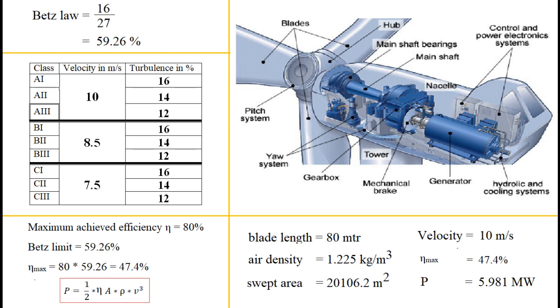The calculation on the slide shows the power at the output of the turbine using the formula for power that we have written on the slide. This calculation considers the maximum efficiency of 47.4%, swept area corresponding to 80 meters of blade length, air density of 1.255 kilograms per cubic meter, and velocity of 10 meters per second. The output of the turbine that we see is very large, that is 5.981 megawatts, and close to the maximum value of a turbine constructed so far.